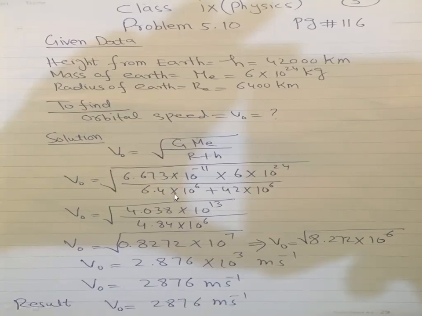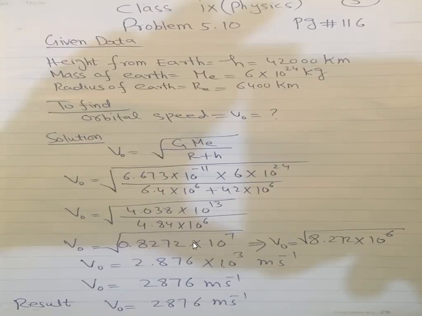So how did we solve this? You can take 10 power 6 as common. So 6.4, if you add 6.4 with this value, you will get this value. You need to check by yourself. Okay, so 10 power 6 goes on the top, so 13 minus 6 is 7. If you divide this with this, you will get 0.8272 multiplied by 10 power 7.